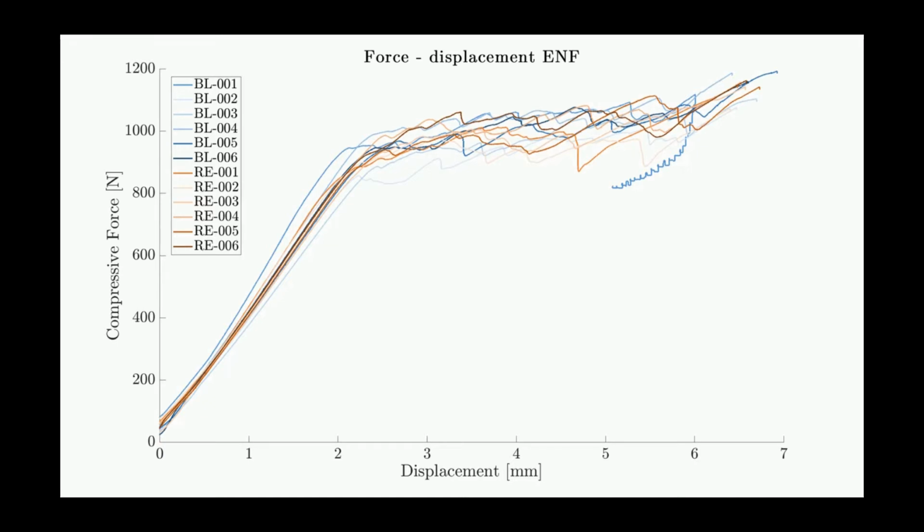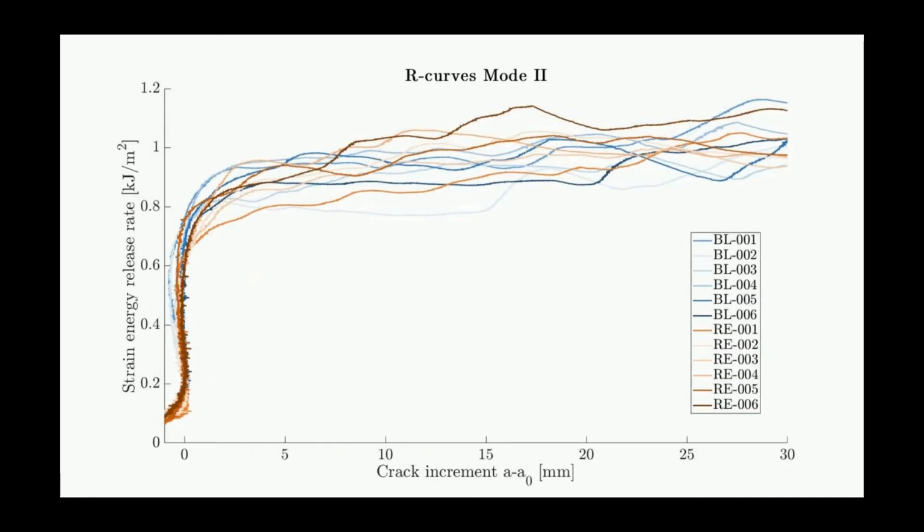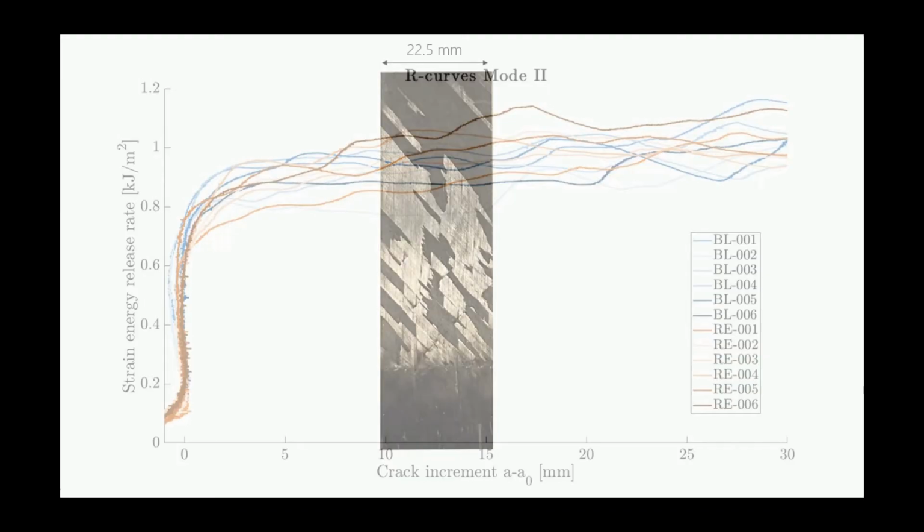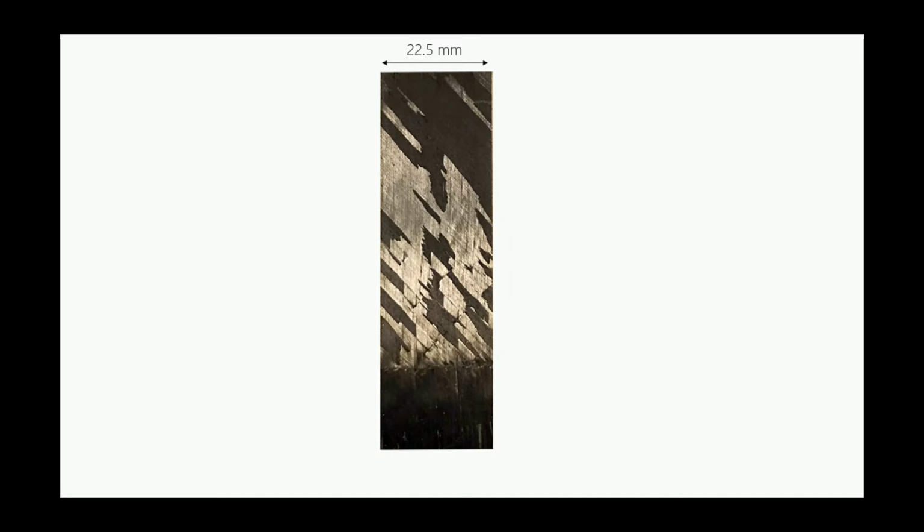Now, including the force displacement curves for the reinforced specimens, we can see that there was very little difference in behavior between the baseline and the reinforced specimens. And also, when looking at the R-curves, we see little difference. The explanation for this lack of reinforcement effect can be seen on the fracture surface of the specimens.